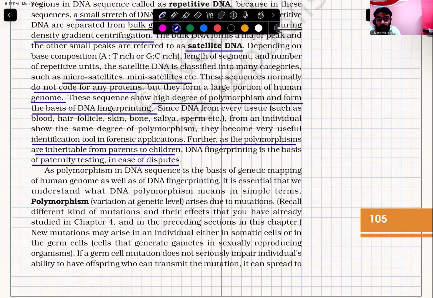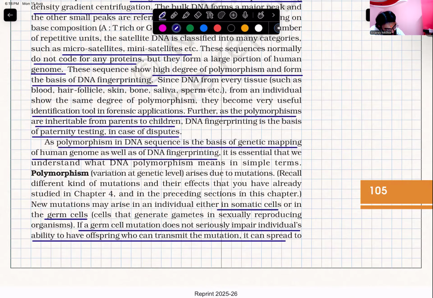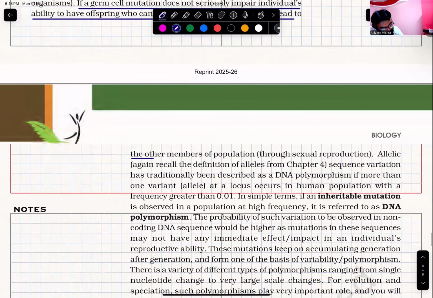No doubt, sir. I'm going line by line so that there is no problem whatsoever. Then what is written? As polymorphism in DNA sequence is the basis of genetic mapping, both for the human genome as well as DNA fingerprinting, it is essential that we understand what DNA polymorphism means in simple terms. Polymorphism arises due to mutation, and different kinds of mutations have different effects. A new mutation may arise in an individual either in a somatic cell or in the germ cells. If a germ cell mutation does not seriously impair the individual's ability to have offspring who can transmit the mutation, it can spread to other members of the population.